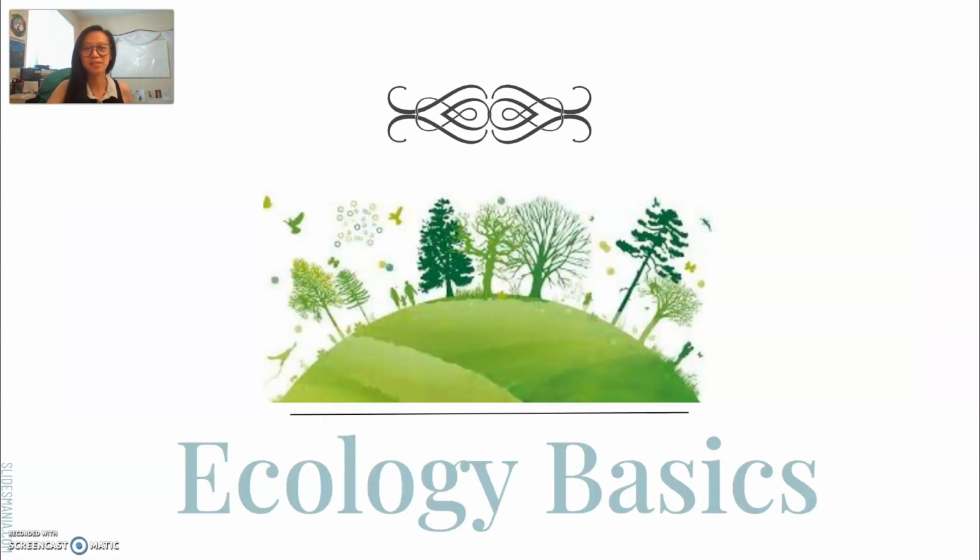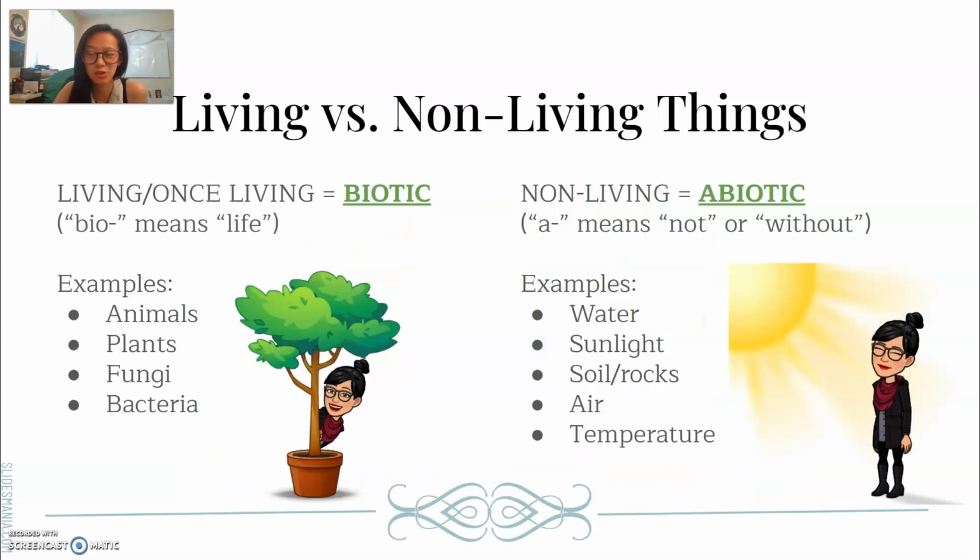So here we go, just a quick overview of ecosystems, and first we got to get down to some ecology basics. First thing is we have this classification in science, things that are living versus things that are non-living. So we've got some words to describe that. Something that is living or was once living but maybe is now dead is called biotic. Bio, that root means life, kind of like biology. So biotic means living. Some examples: animals, plants, all that good stuff, fungi, bacteria.